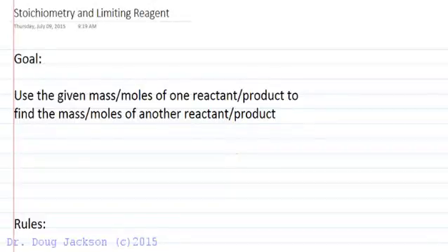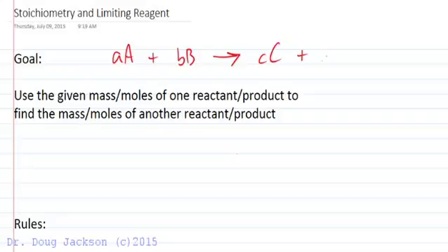So let's build on what we know about molar mass and talk about stoichiometry and limiting reagents. The goal of stoichiometry is to use the mass or moles of one reactant or product we're given to find the same information, mass or moles, of another reactant or product. And really, to make this as simple as we can, we'll use a sample reaction to demonstrate how this is useful.